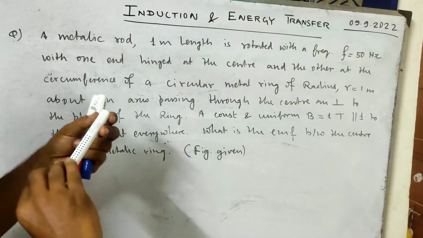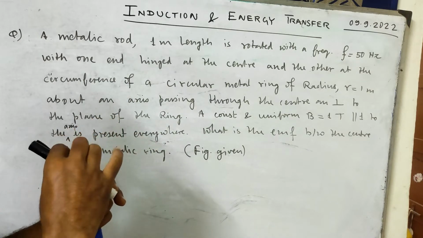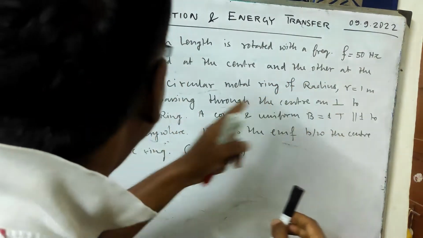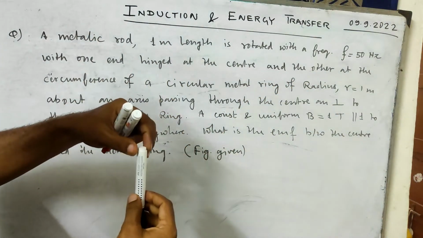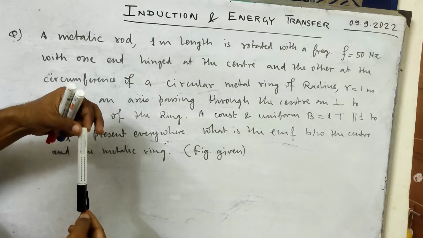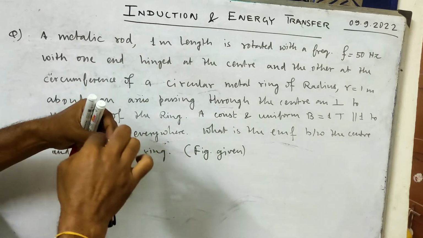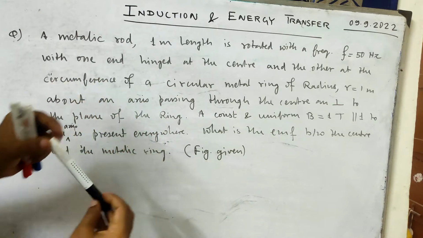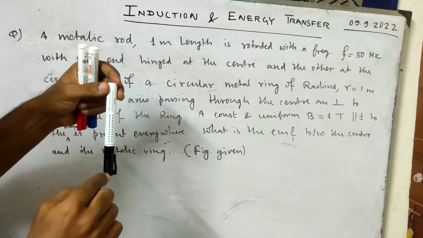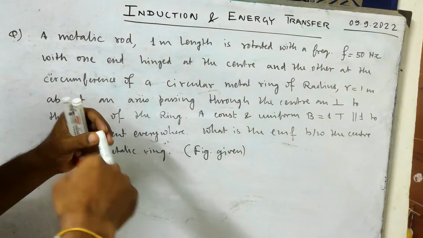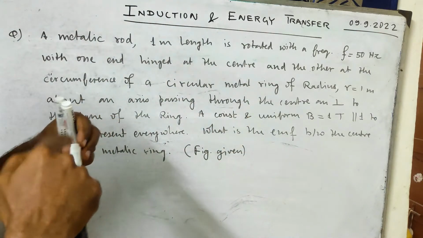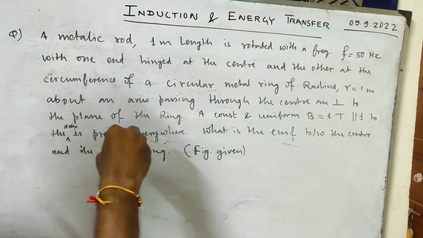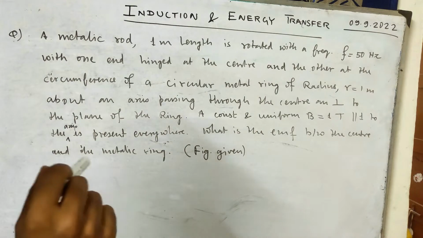So it is rotating like this, with one end hinged at the center and the other end at the circumference of a circular metal ring. This end is guided by the circumference, and this end is pivoted at the center, about an axis that passes through the center and is perpendicular to the plane of the ring.